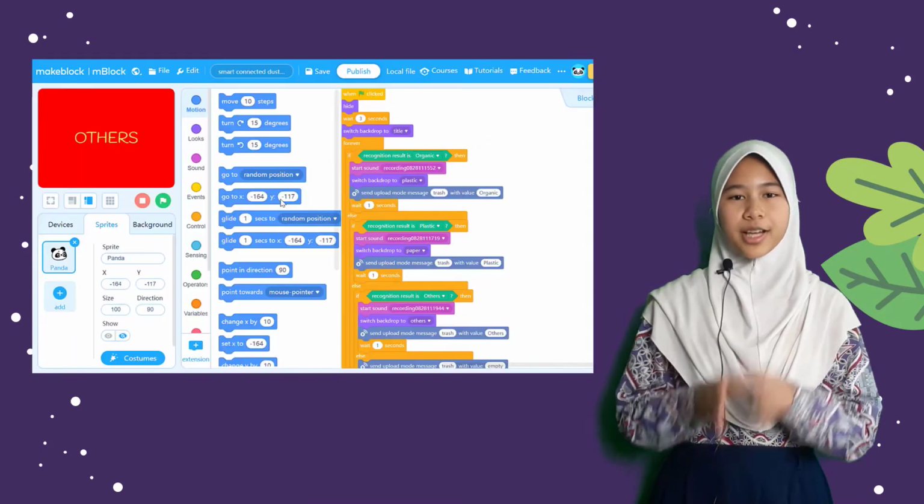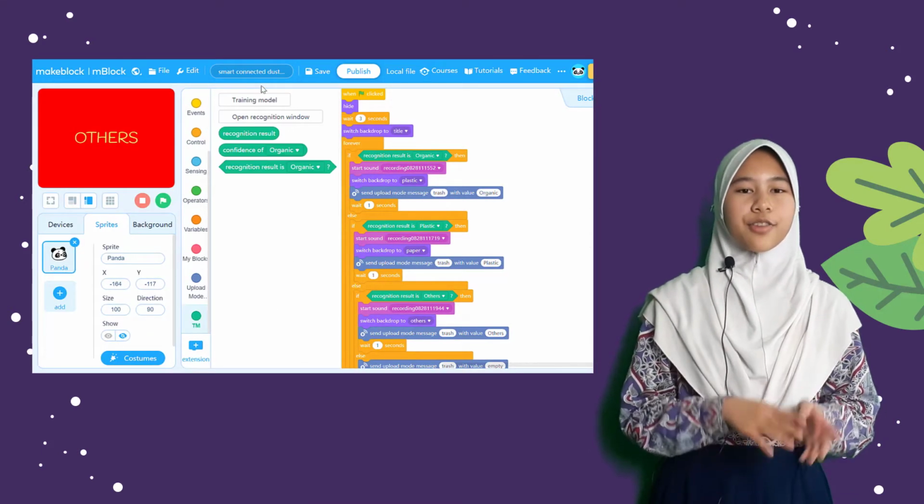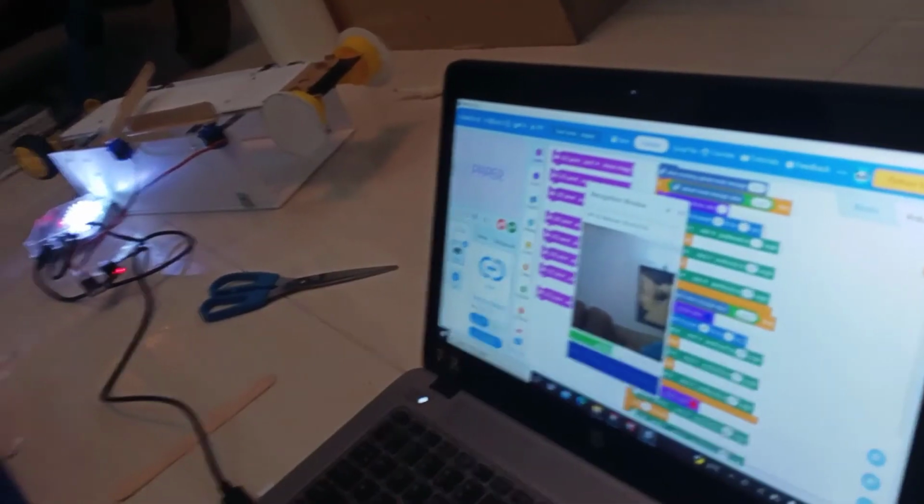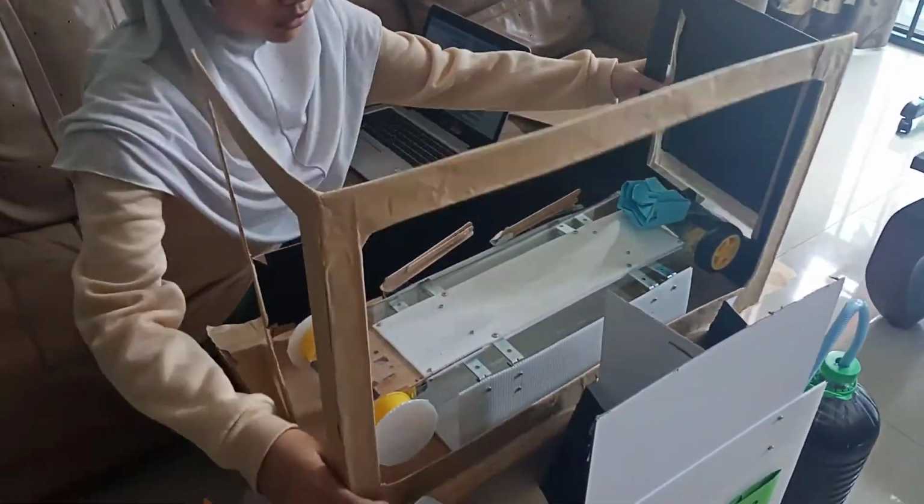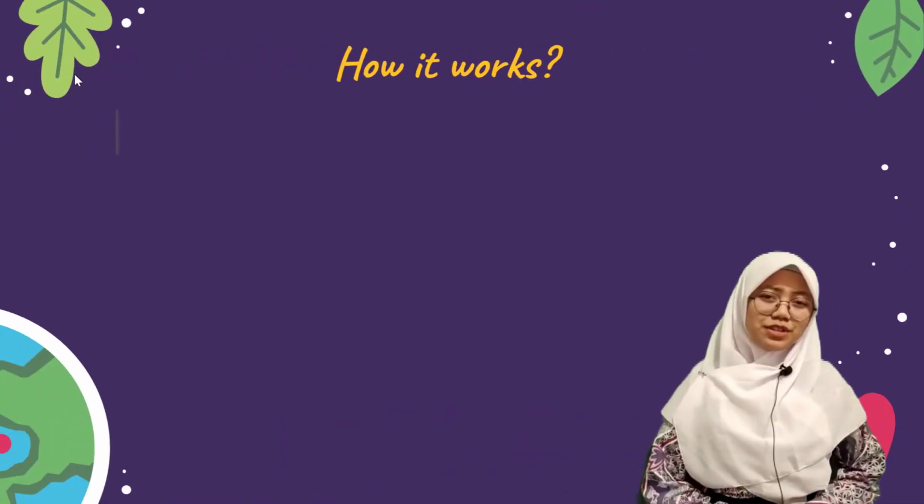The manufacturing process starts with coding the system on the M-Block, then collecting data from waste samples using artificial intelligence from various sites, uploading the system to the M-Bot, and continuing with manufacturing the conveyor belt with several revisions. So, how does this prototype work?